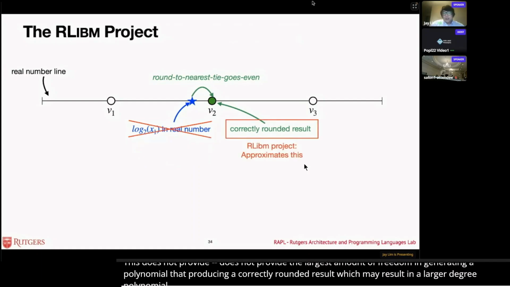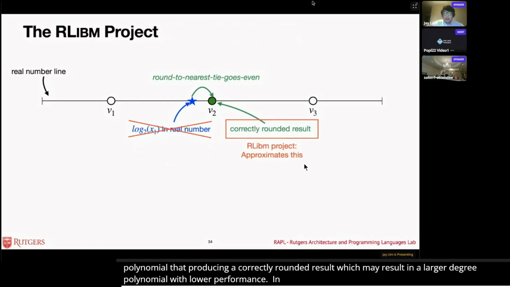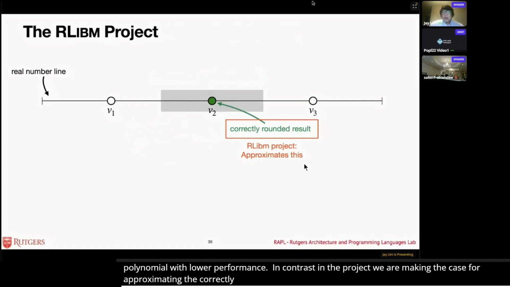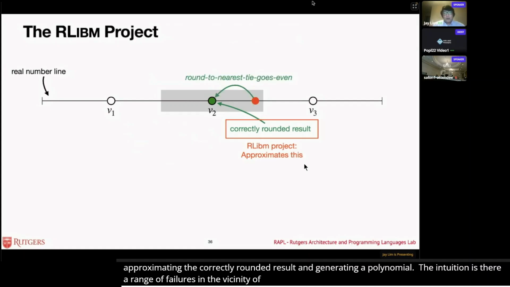In contrast, in the RLibM project, we've been making a case for approximating the correctly rounded result and generating a polynomial. The intuition is that there's a range of values in the vicinity of the correctly rounded result where all values in this interval round to the correctly rounded result.